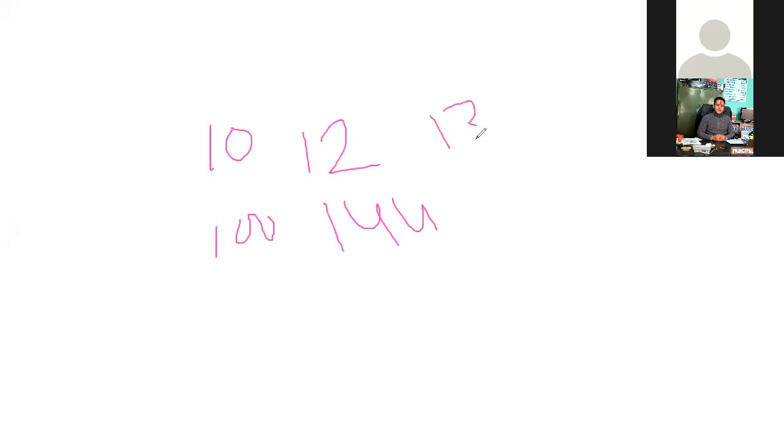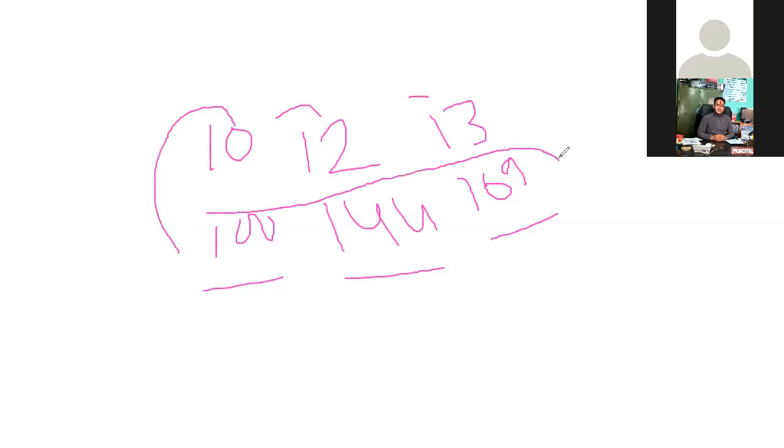Yesterday we discussed about square, yes? Yes, sir. So what is the square of 10? 100. Square of 12? 144. Then square of 13? 169. Okay, good. Now these 100, 144 and 169 are squares of 10, 12 and 13, yes? Yes, sir. So we discussed about square.